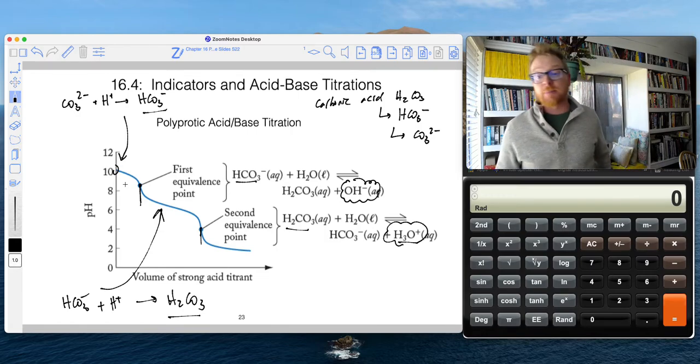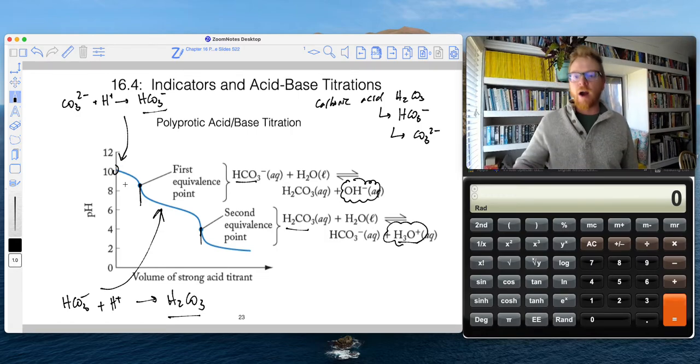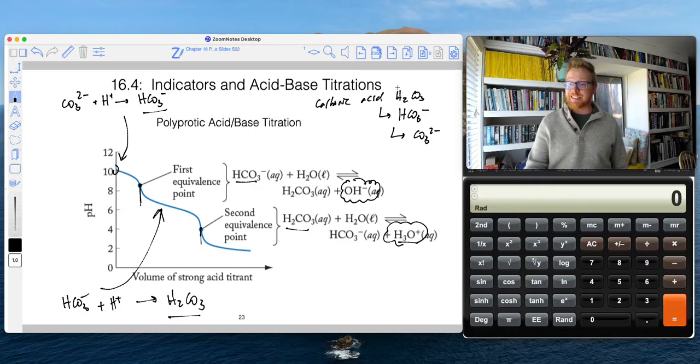And we could expect something similar for our other polyprotic acids. But that's all that I really want to say about polyprotic acid-base titration. It can get a little complex, and it is a little beyond the scope of this course. But for you chemistry majors who go on, you'll explore a lot more of this in some of the upper division classes. Okay, folks, I think that's it for our Part 1, Chapter 16.